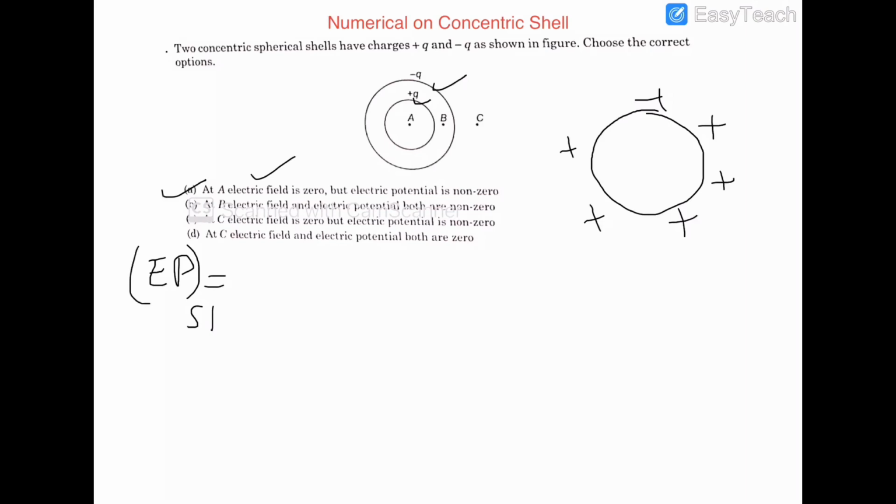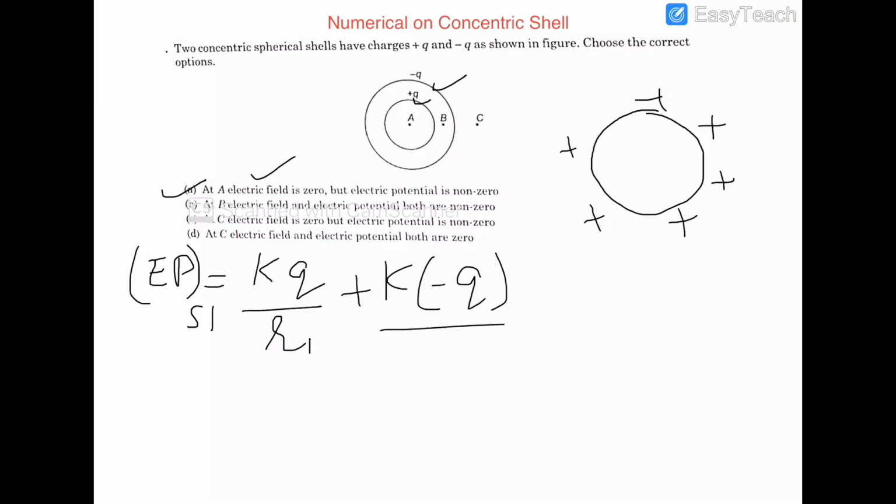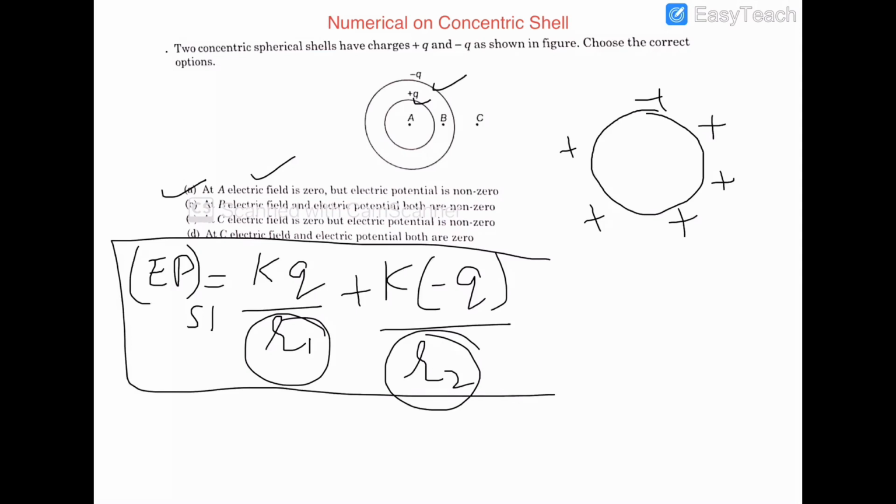This will be equal to electric potential due to itself, it is carrying plus q charge, let its radius be r1, plus electric potential due to the second shell which is carrying charge minus q. So electric potential due to that will be plus k, carrying charge minus q, divided by its radius, let its radius be r2. Now here, because r1 and r2 are two different values, this answer can never be 0. So the potential at the surface of the first spherical shell will be non-zero.